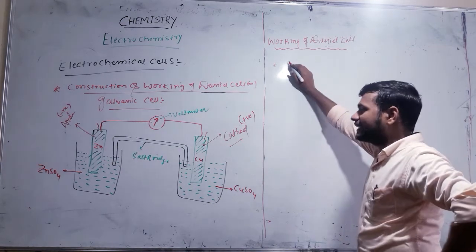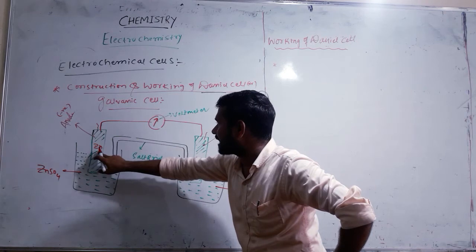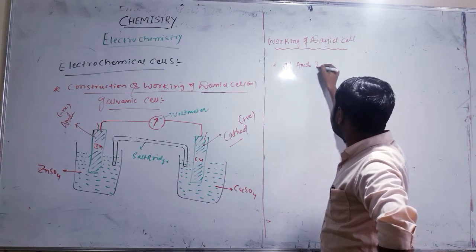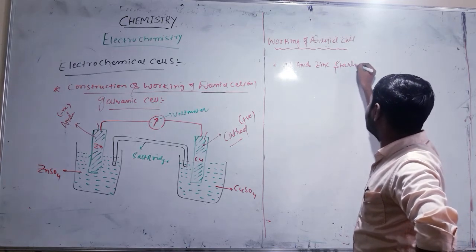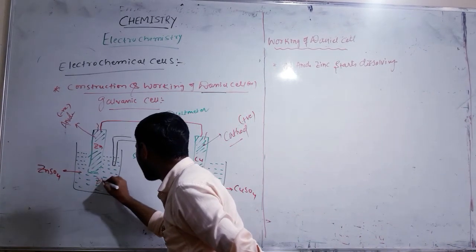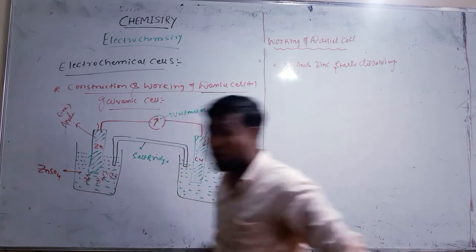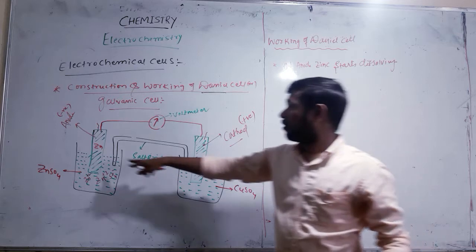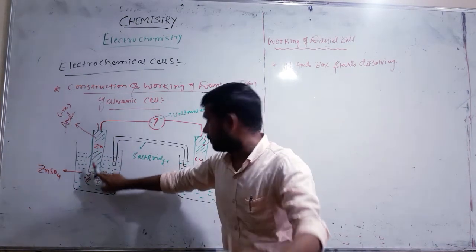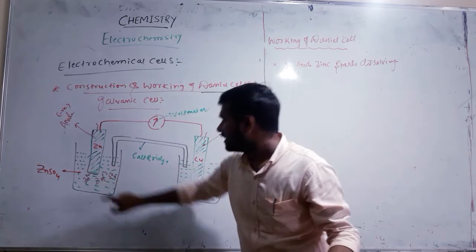First of all, what is happening? When electric current is passing, zinc starts dissolving at the anode. In the sense, zinc starts dissolving, it is converted into Zn plus 2 and SO4 minus. Zn is converted into Zn plus 2 ions because it is losing electrons. The zinc is decomposing. In solution, there are always ions in the molten state, so here we have Zn plus 2.